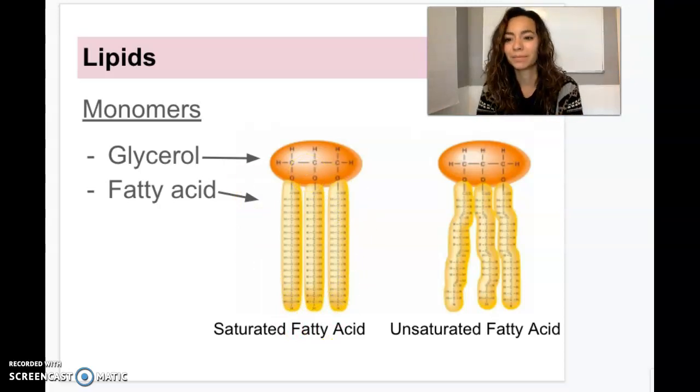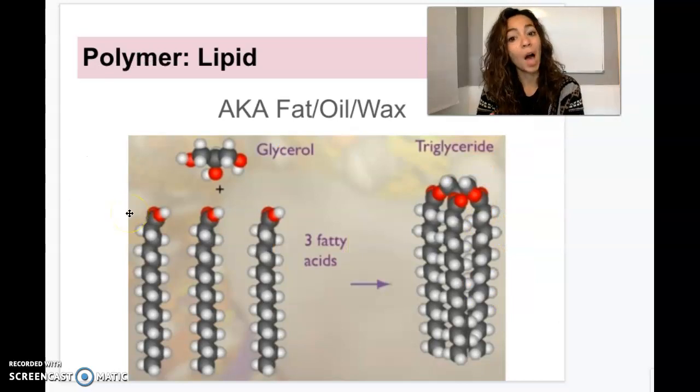Also delicious. All right, so the polymer of lipid, there's really no fancy names of it. You can just call it fat, lipid, oil, wax. Any of those things works. There's no fancy name for it.